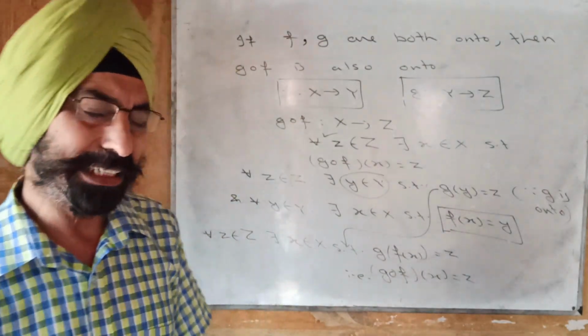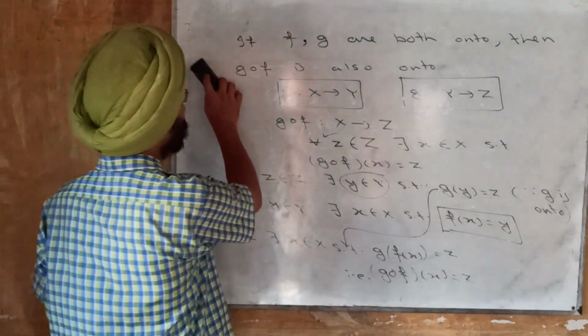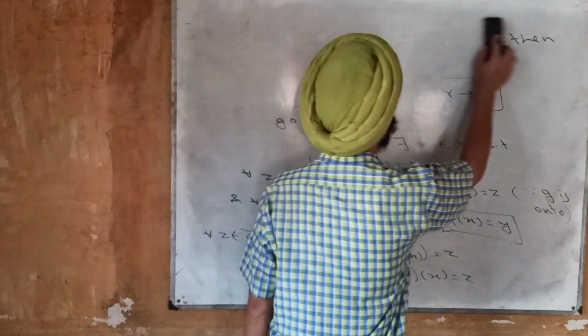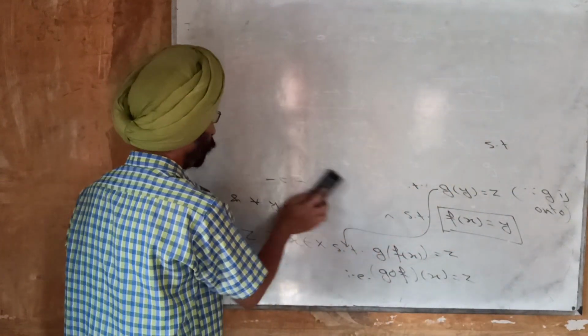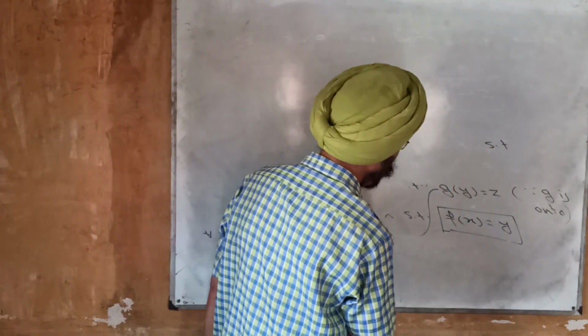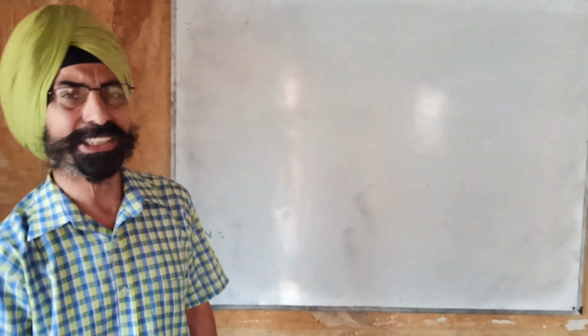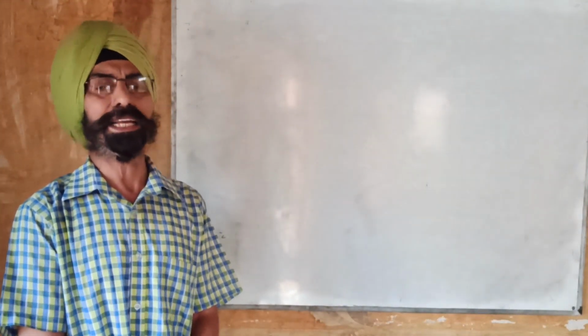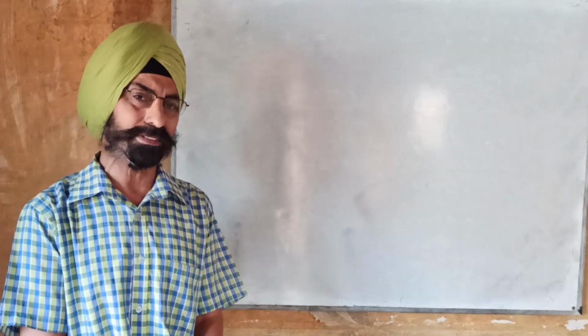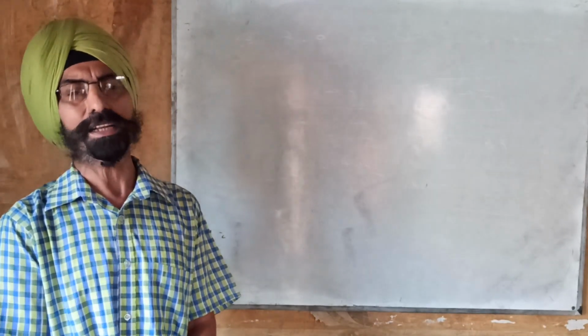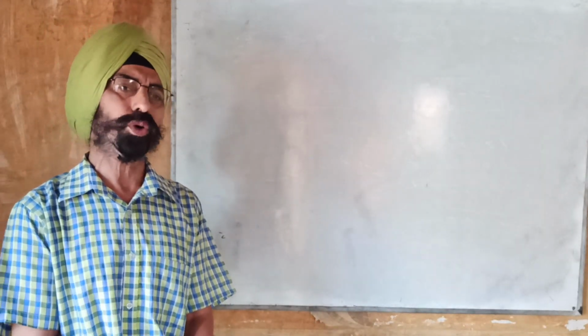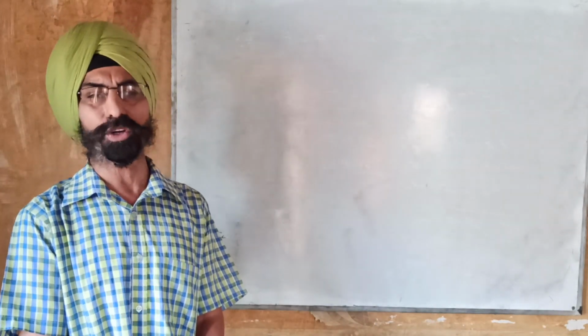So if f and g are onto functions, then their composition function is also an onto function. So from these two results, we can deduce that if f and g are both invertible functions, that means bijective, then their composition function f composite g is also a bijective function, that means invertible.